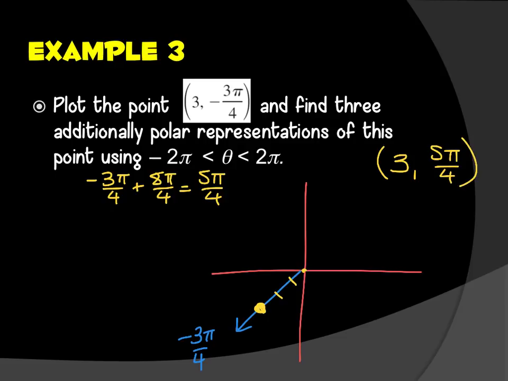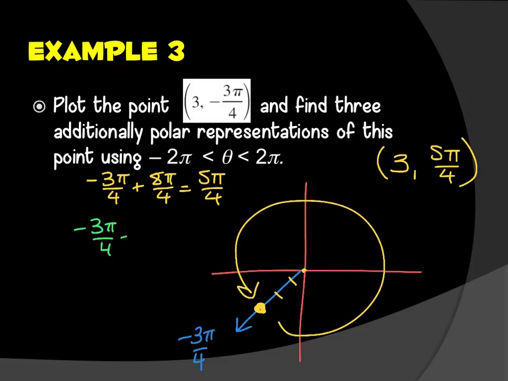Wait, why did you add 8 pi over 4? Because I added 2 pi. I want coterminal, so I'm going all the way around the circle one more time back to that same spot. And then negative 11 pi over 4. So then try going subtraction: negative 3 pi over 4 minus 2 pi, which would be negative 11 pi over 4. What's wrong with negative 11 pi over 4? It's too small, right? It moves behind negative 2 pi. So I can't use that one. Those would be 2 points.